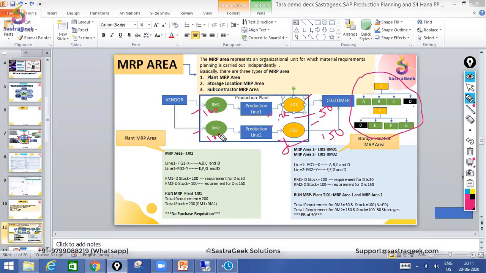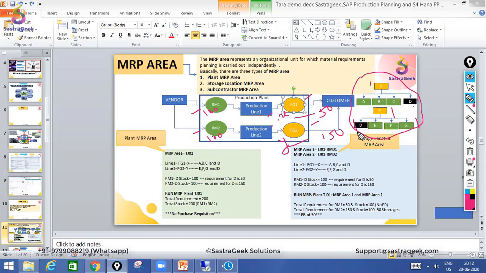Now let's take an example. This bill of material has a 1:1 calculation. To produce one each, maybe I require one piece or one each. Based on that, the system will create reservations for a raw material from RM01 at production line 1 for 50 quantity. And for production line 2, it will create a reservation for 150 quantity.